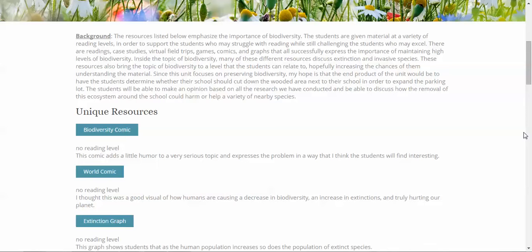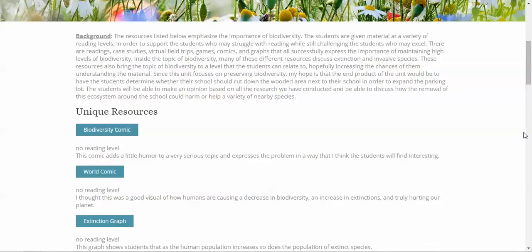And at the end of this unit, I will be giving my students the job of writing a letter to their school's administrators. This letter will be based on whether or not the student thinks that the school should cut down a wooded area behind the school in order to increase the size of the parking lot. The students will need to conduct research, which we will do during lab time in the classroom, as well as some online research too. My hope is that the students will use the information from all the resources I've provided in my resource portfolio to create their opinion. So let's get started looking at these resources.